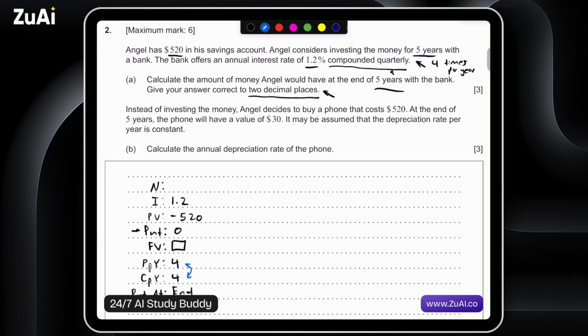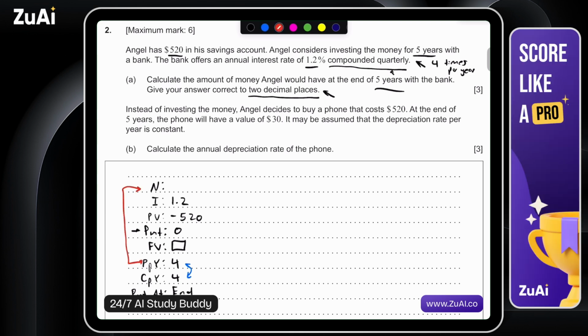Lastly, we have PPY, which relates to this N. In this case, 4 payments per year times 5 years. So 5 times 4, there are 20 payments. This is essentially the bank giving us 20 installments of interest over this 5-year period. So over 5 years, they're going to give us interest 4 times every year, a total of 20 interest payments. So let's write this into the calculator and get our results.